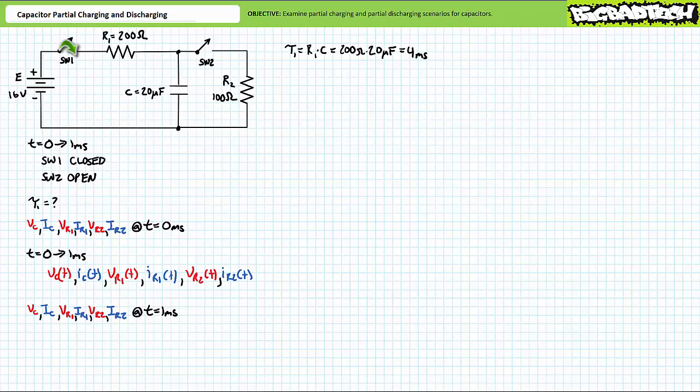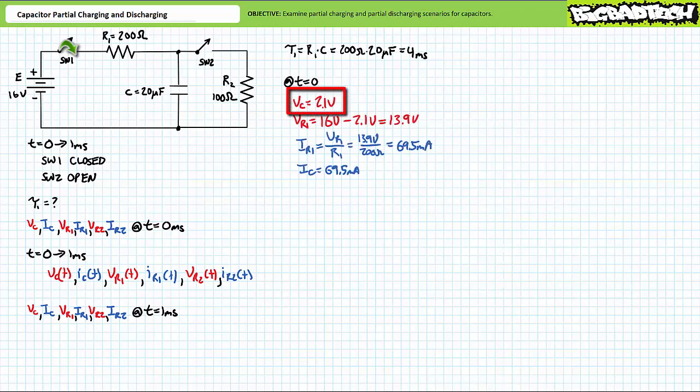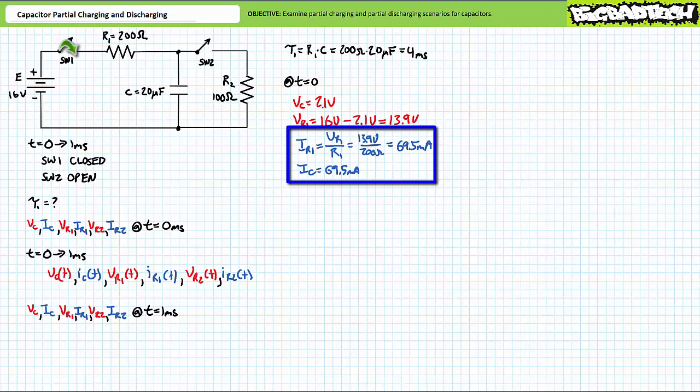we should expect the capacitor to obtain only a small fraction of the potential 16-volt charge available. At t equals 0, the initial voltage across the capacitor is 2.1 volts. Kirchhoff's voltage law demonstrates that R1 experiences a differential of 16 volts minus 2.1 volts, or 13.9 volts at t equals 0. The application of Ohm's law demonstrates that R1 and the capacitor will experience an initial surge of 69.5 milliamperes at time t equals 0.